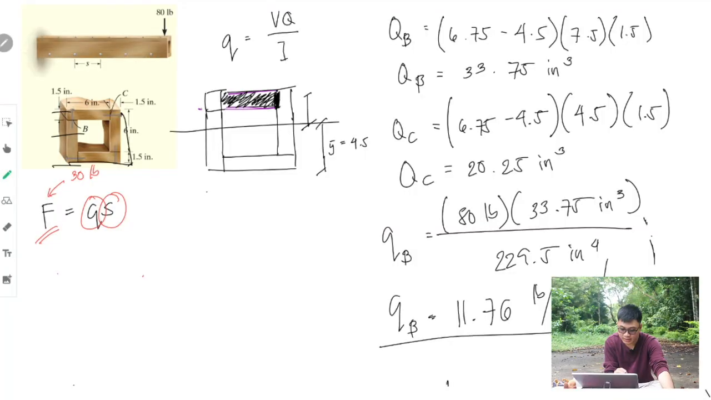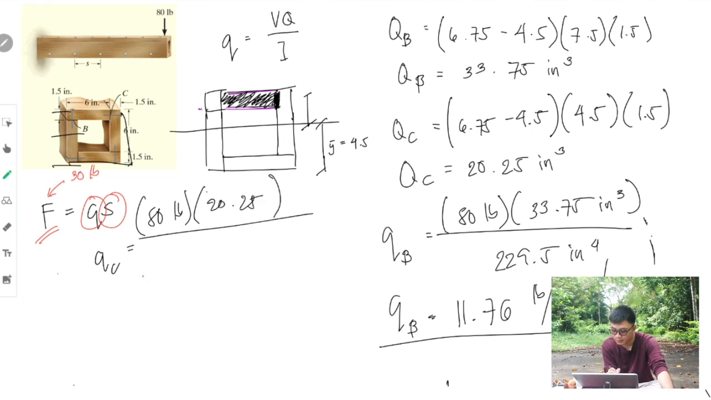Okay? We are not done yet because we're looking for the spacing. So let's continue solving. And your qC is equal to 80 pounds times, what was the big QC, 20.25 over 229.5 to the 4th. Then your qC is equal to 7.059 pounds per inch. So take note of these values.